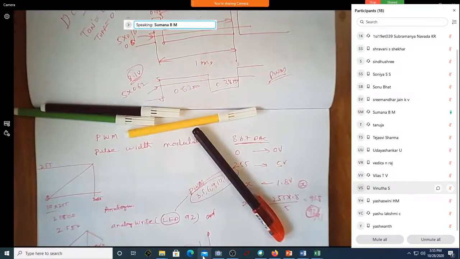Who is that? Tejas, who is there? He cannot understand Kannada. Okay, fine. Tell me. So VDD should be from 0 to 5 volts.